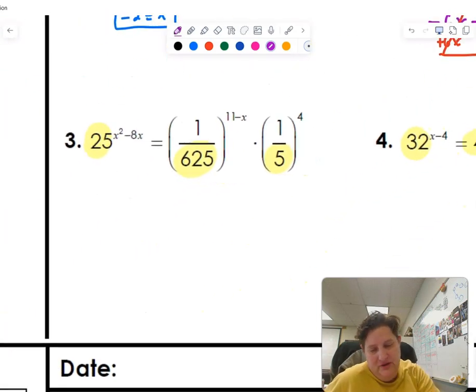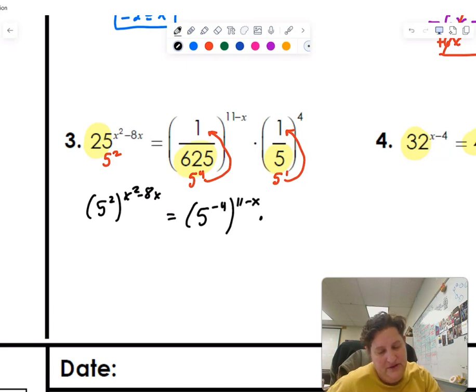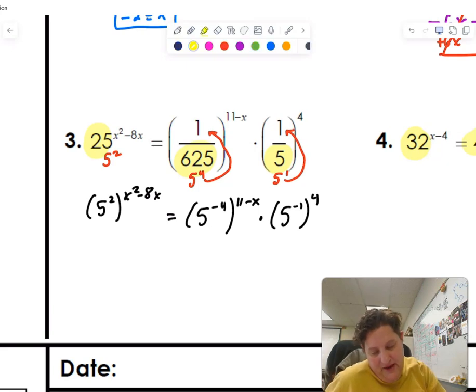Alright, let's get our same base over here. 25 is, I'm not going to screw this one up, 5 squared. 625 is 5 to the fourth. And then that's 5 to the first. But these two I'm going to have to bring up. Okay, so I rewrite my equation like this. 5 squared to the x squared minus 8x. 5 to the -4. 11 minus x. And then 5 to the -1 to the fourth power. Okay? Again, we're going to say that equals that and that.